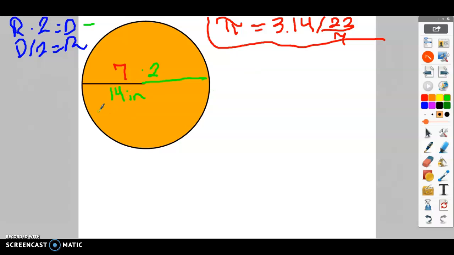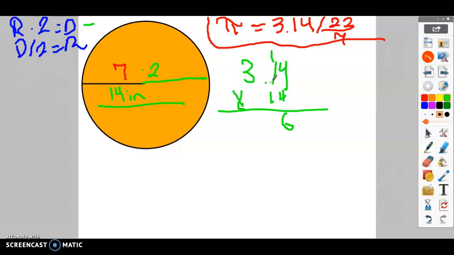Now that we found out what the diameter is, we're going to multiply that by 3.14. So here we have 3.14 times 14. There we go. Now, here we have 4 times 4, 16. The 6 on the bottom and 1 on the top. Now 4 times 1 is 4, plus 1 is going to be 5. And 4 times 3 is going to equal 12.